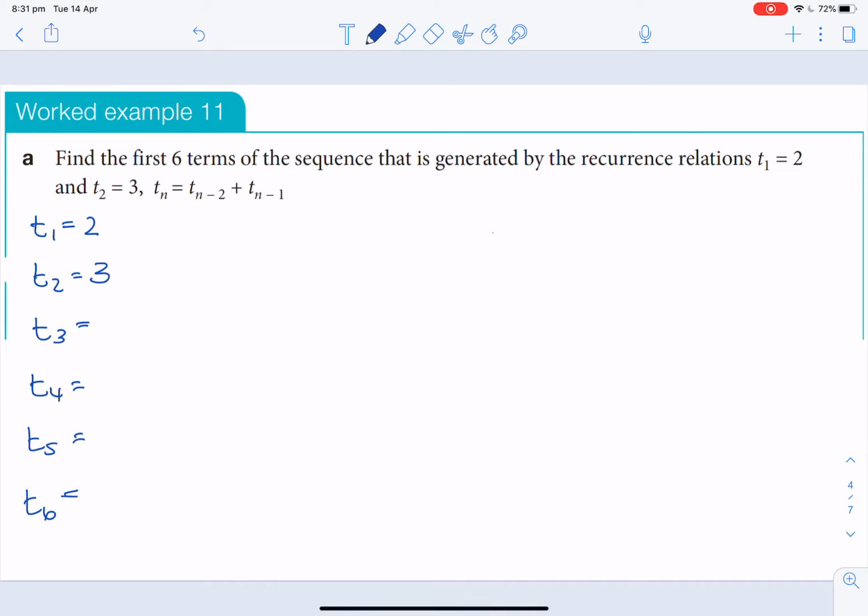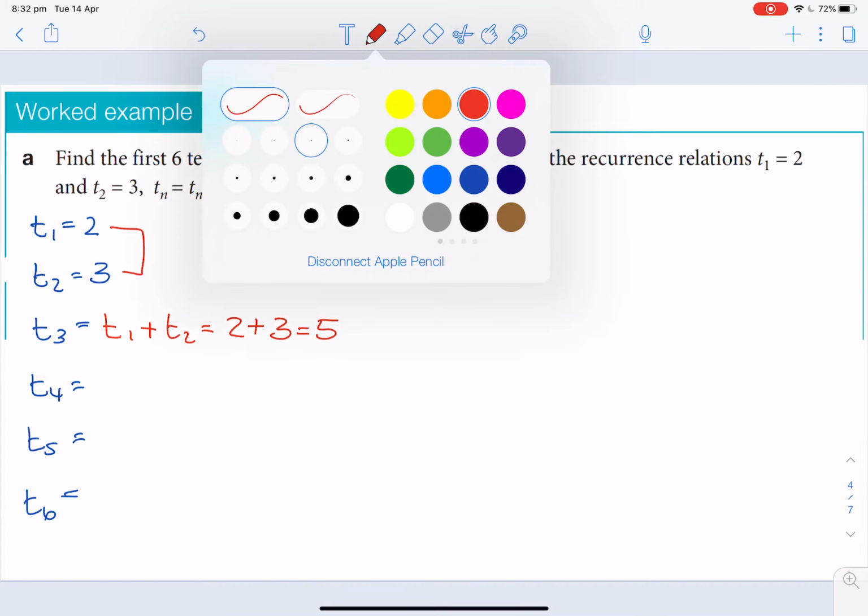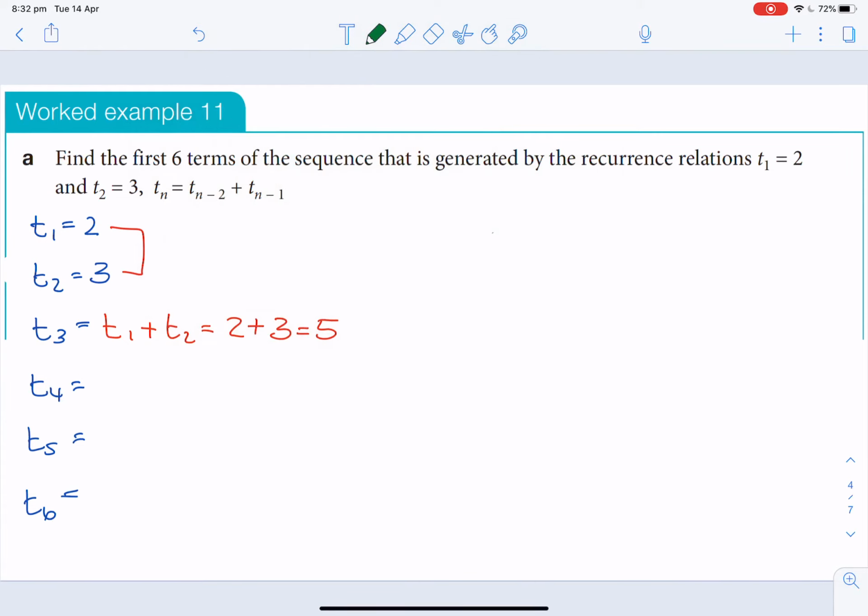So for T3, I need to know these two, the 2 numbers before it. So T1 plus T2 equals 2 plus 3 gives me 5. Then in order to find T4, I need to know T2 and T3. Three plus 5 gives us 8.